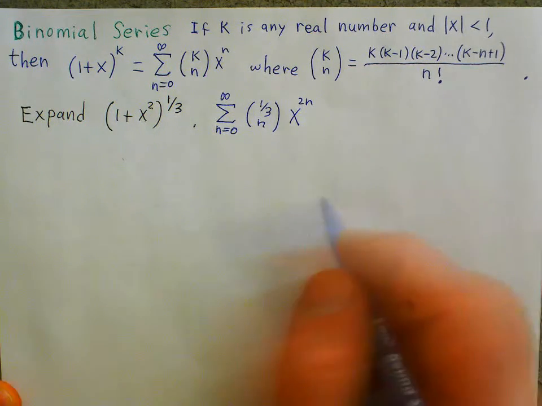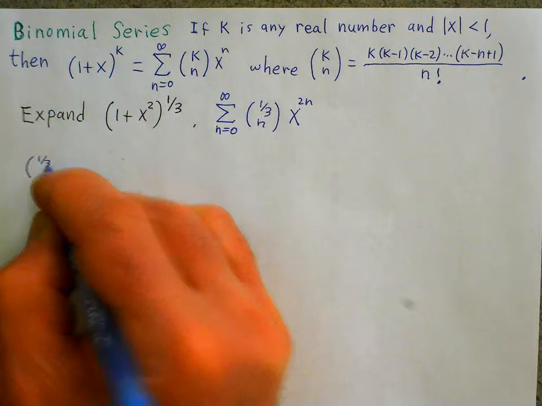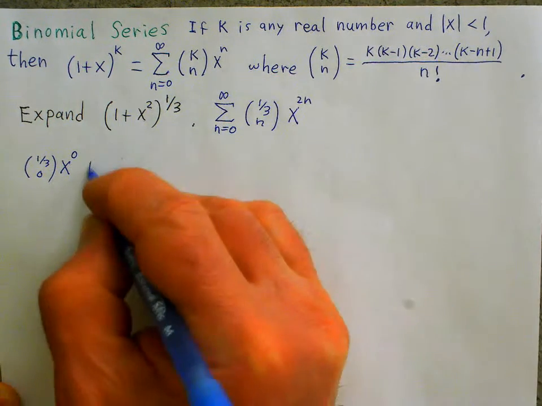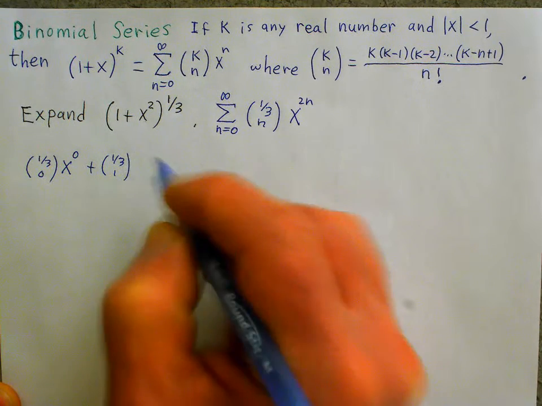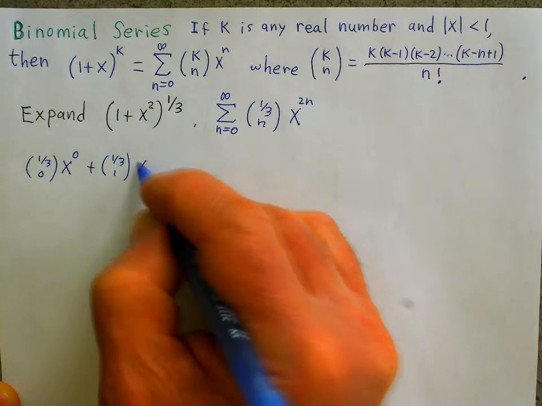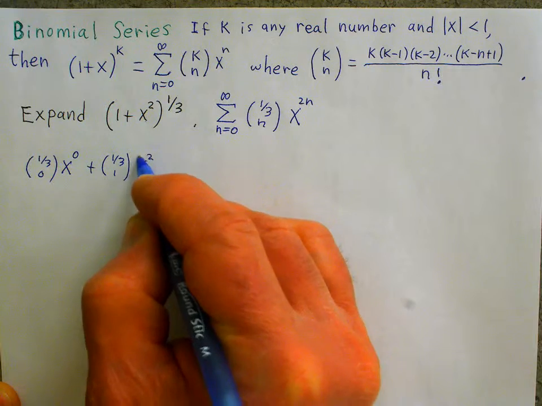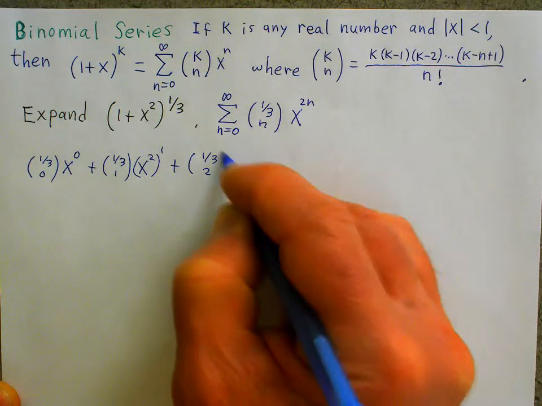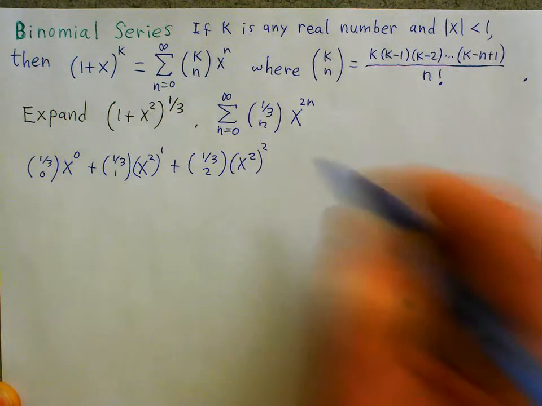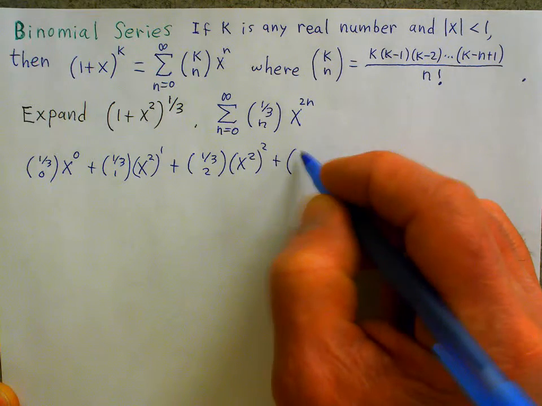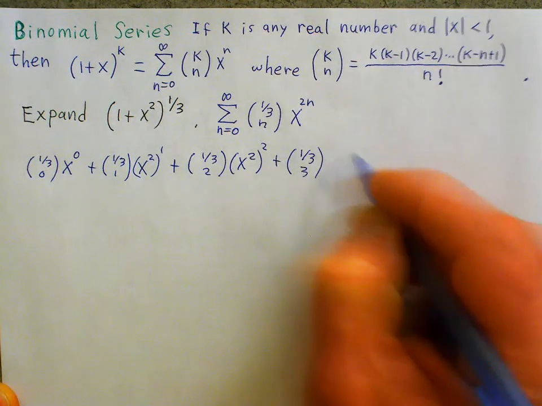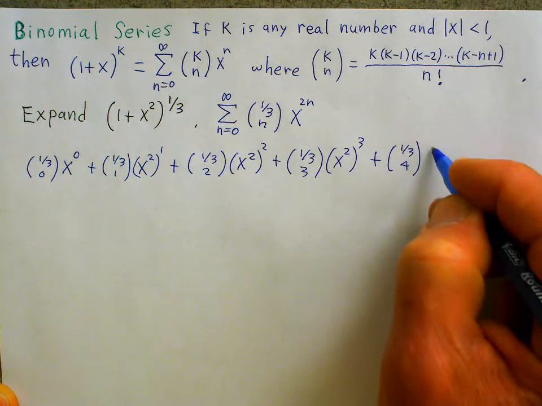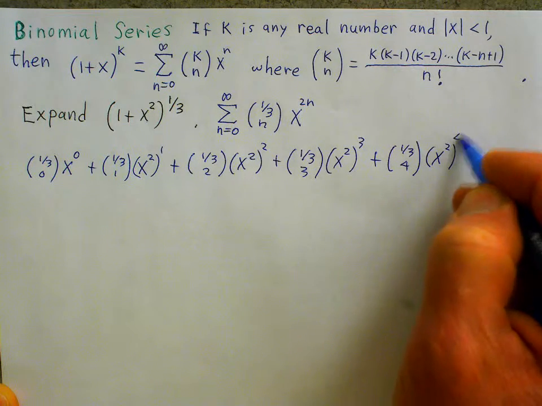Okay, so let's start the expansion. The first coefficient, 1/3 choose 0 times x to the 0, plus 1/3 choose 1 times x to the 2 times 1. Maybe I should write x squared to the first. And then 1/3 choose 2 times x squared to the second, and so on. We'll write out a couple more terms. 1/3 choose 3 times x squared to the third, and then 1/3 choose 4 times x squared to the fourth, and so on.